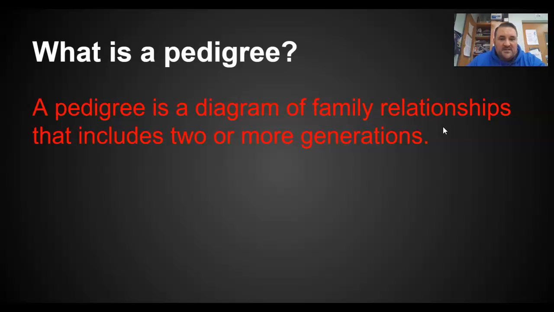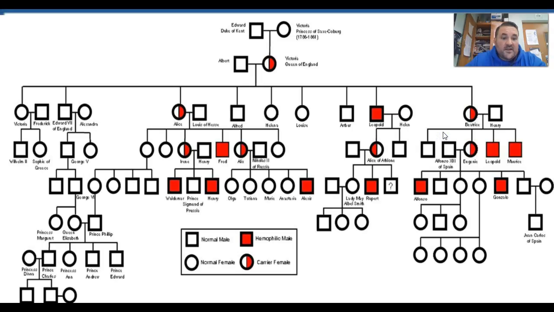A pedigree is a special diagram used to track family relationships for 2 or more generations. You often hear about pedigrees with dogs or racehorses because they want to track the championship breed. We can use pedigrees as humans to track genetic disorders. This pedigree you're seeing right here is of the royal family of England.